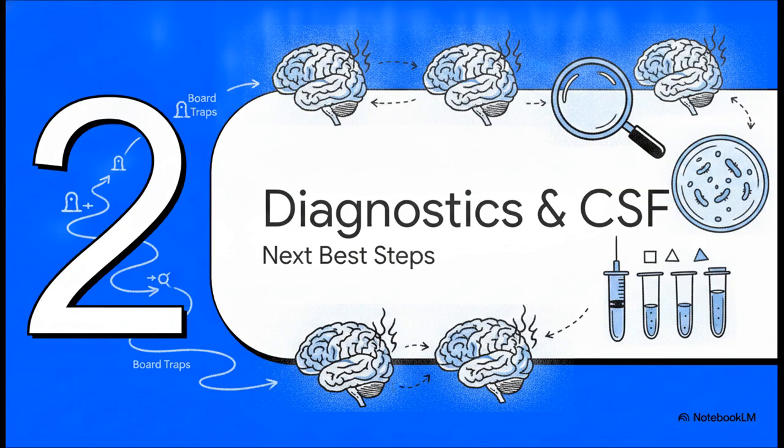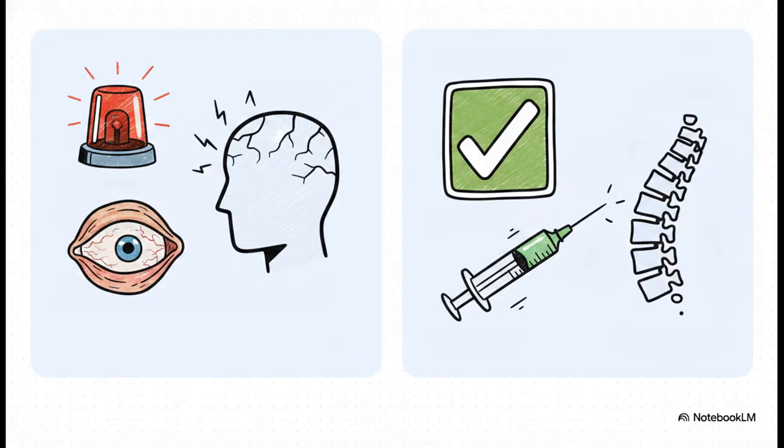Great, moving on to Section 2, diagnostics and CSF. What's really interesting here is how it highlights classic board traps regarding your order of operations. The examiner is definitely going to test if you know when it's safe to perform a lumbar puncture immediately versus when you absolutely must send the patient for a CT scan first to rule out a mass lesion or severe swelling.